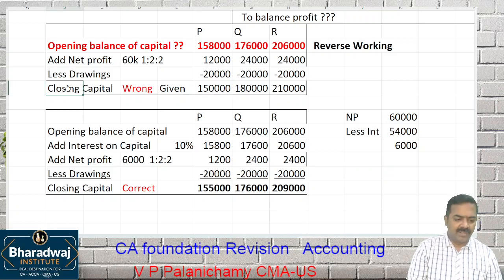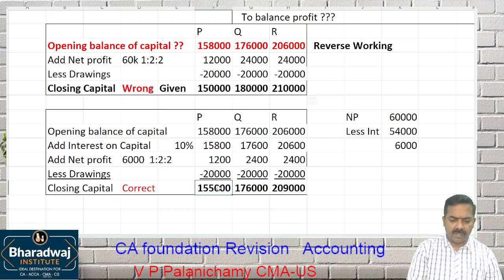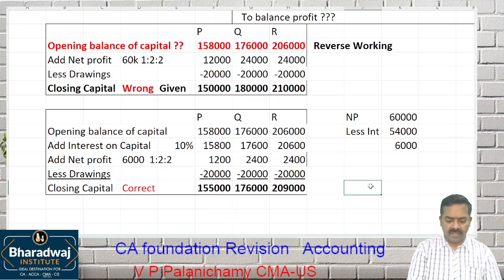Now, look at the closing balance in P's account. Wrong balance in P's account, how much is there? 1,50,000. But how much should be there? 1,55,000 should be there. So credit P. Credit P's capital with how much? Extra amount, how much? 5,000.